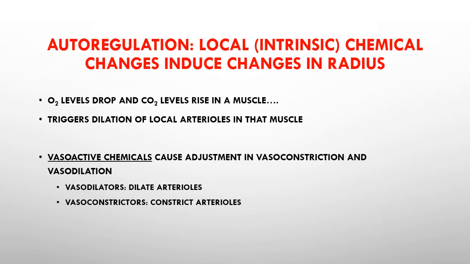Locally in tissues, we can have changes that alter that vessel diameter. And so we can have things that are going on within the local tissues there that are going to require a change in the diameter of our vessels, or the change in the radius of the vessels themselves. So if, say, a muscle starts to contract and it's working, this is going to lead to oxygen levels decreasing, carbon dioxide levels elevating, and that in turn is going to cause a local dilation of arterioles.